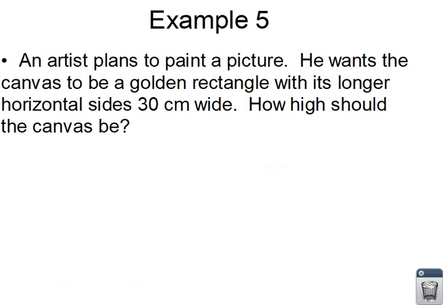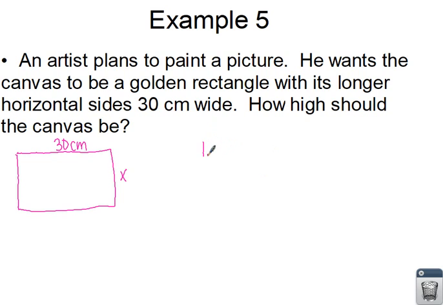Alright, let's do a word problem with this just to make sure we got it. So we have this artist that plans to paint a picture. He wants the canvas to be a golden rectangle with its longer horizontal sides 30 centimeters wide. So if they tell us longer horizontal sides, then that means the canvas is going this direction. And the longer horizontal sides are 30 centimeters. Not real big, but it's there. And they want to know how high the canvas should be.